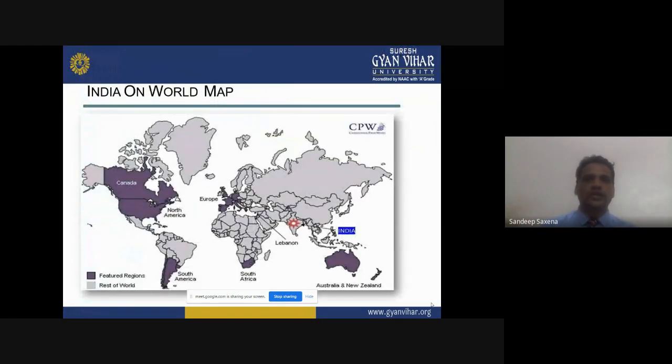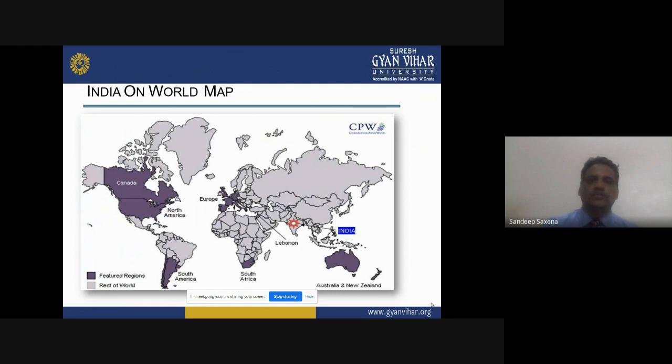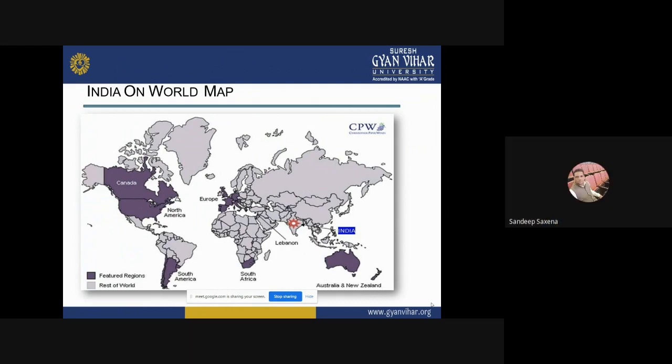If we talk about India on the world map, there should be featured regions: the rest of the world, Australia and New Zealand, and a lot of the map indicates the regions and countries that produce wine. There should be Canada, South Africa, and now you see India, with basic places especially East India, Maharashtra, Nasik, Pune, and Europe. If we talk about Europe, North America, South America, South Africa, Australia and New Zealand, these are countries producing wine, and India is a leading country producing good quality Indian wine.